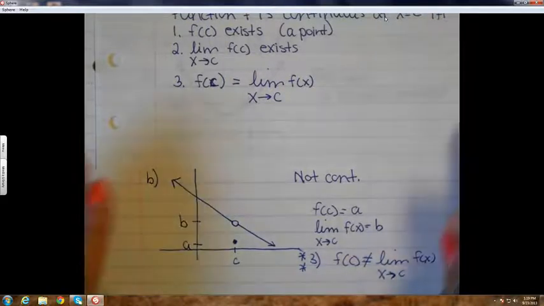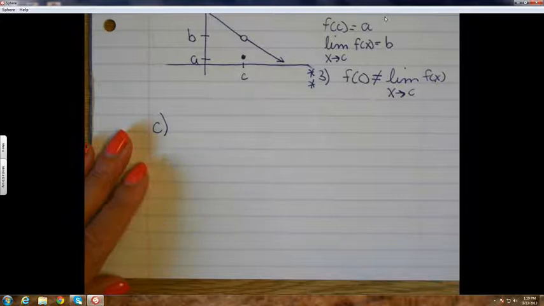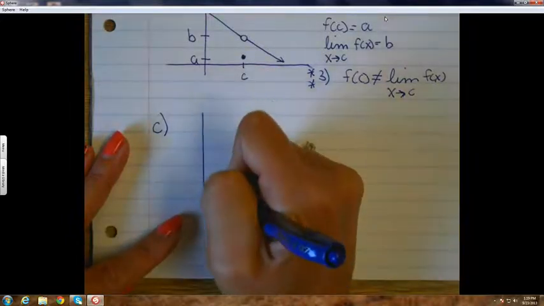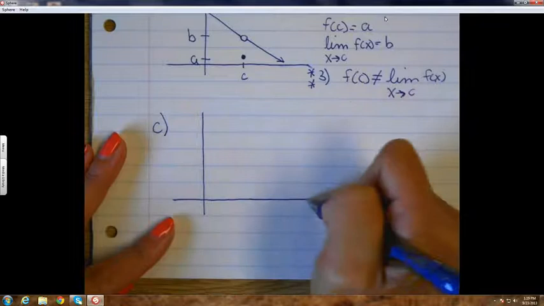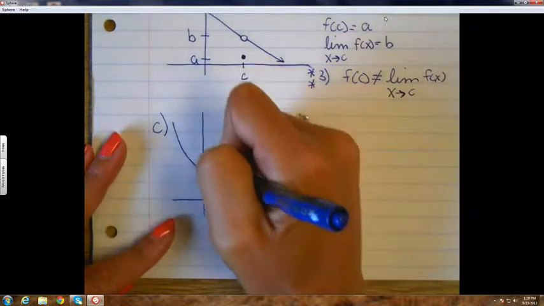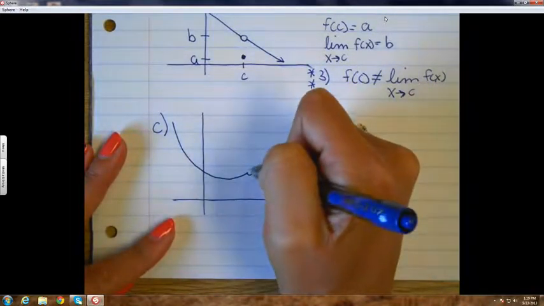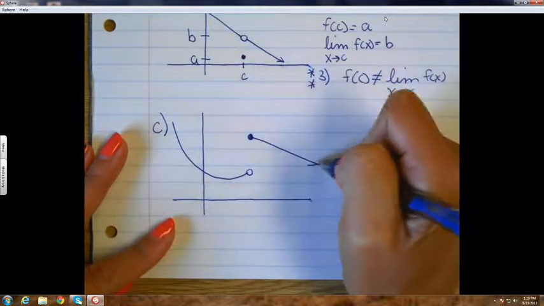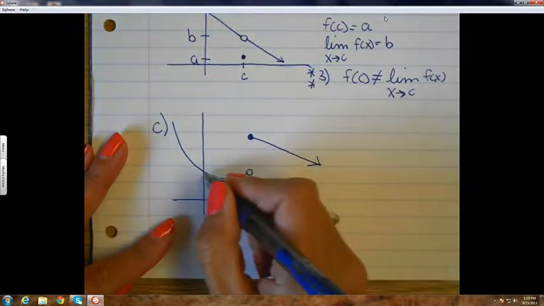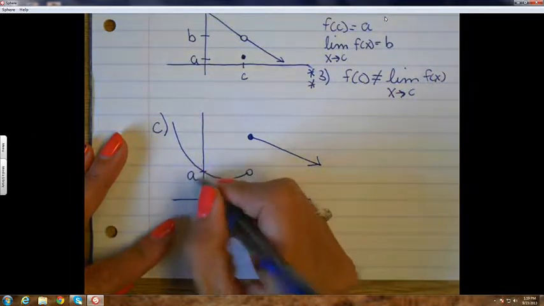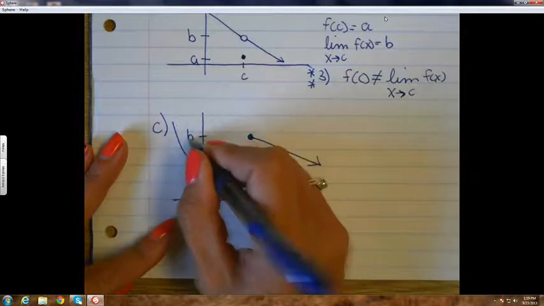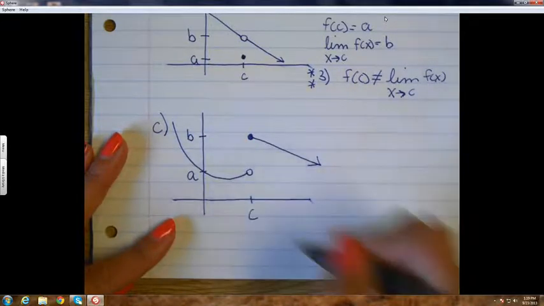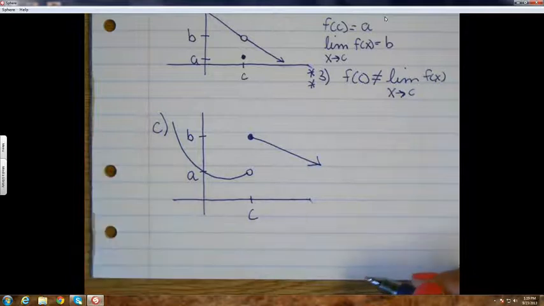Okay. And that's not even on the screen anymore. Okay, next one. Nice little piecewise function. We'll put the hole here at a, point here at b, and we're going to put our c right there. So, obviously not continuous.